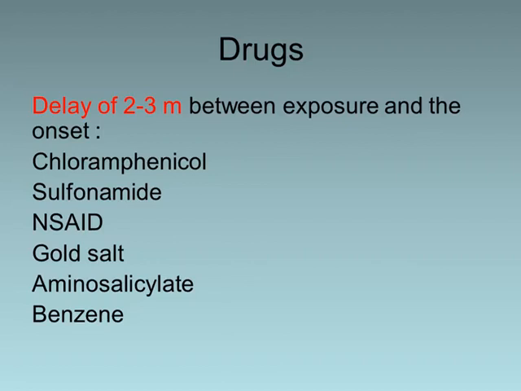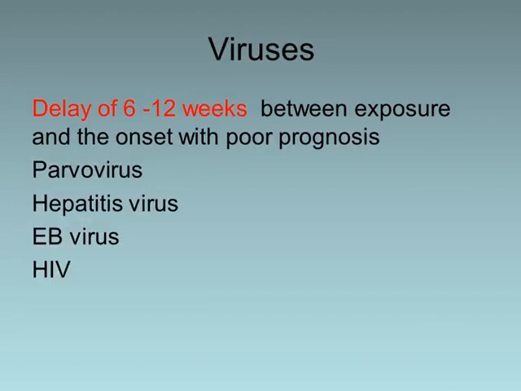The commonest and the oldest example is chloramphenicol, others including sulfonamide, the non-steroidal anti-inflammatory drugs, the gold salts, aminosalicylate, and benzene. While after exposure to viruses, there is a delay of 6 to 12 weeks between the exposure and the onset, and the prognosis is usually poor. Examples of these viruses are parvovirus, hepatitis virus, EB virus, meaning Epstein-Barr virus, and HIV.